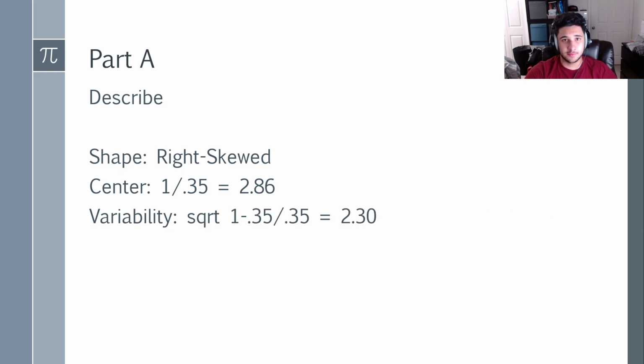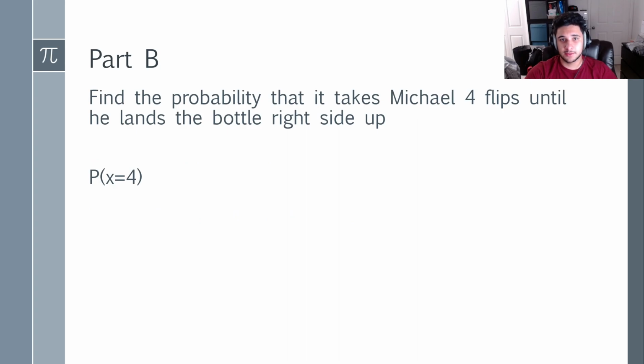Part B is asking for the probability it takes Michael exactly 4 flips until he lands it for the first time. Since it takes exactly 4 flips, this means the first 3 flips were missed. So, the probability of him missing the first 3 flips is 0.65. However, since it was 3 flips, we must put an exponent of 3 on the 0.65. Since he landed the last flip, I would multiply by 0.35 to get 0.096.